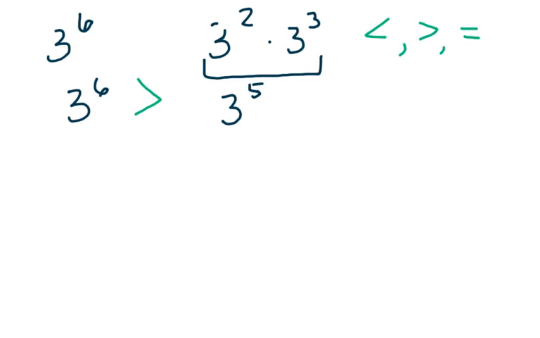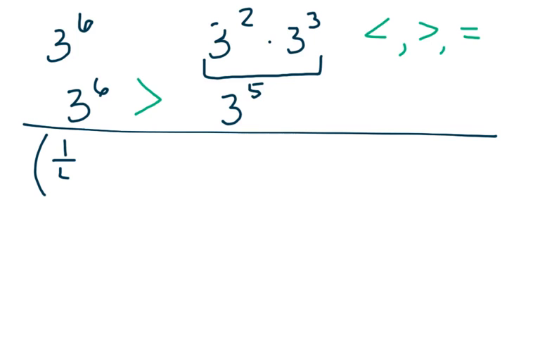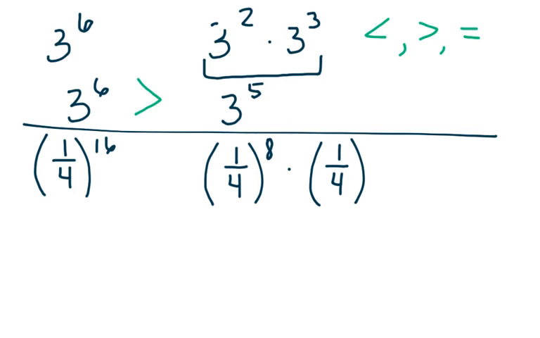A second example is 1/4 to the 16th power compared to 1/4 to the 8th times 1/4 to the 2nd. So, a couple different properties we're going to use here. The first one is the power of a quotient property, where we apply the exponent to both the numerator and the denominator. So our new expression is 1 to the 16th over 4 to the 16th.